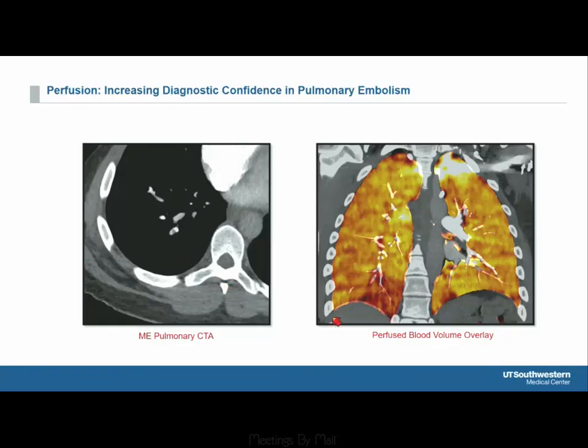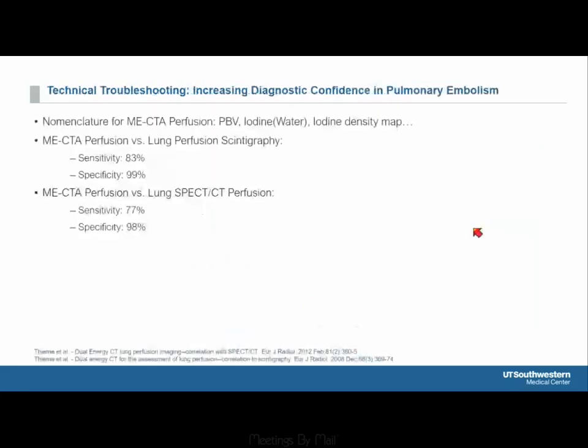And we can also follow this pathway backwards. I mean, if I miss the opportunity to diagnose the PE on these images, by looking at the perfusion, that wedge-shaped perfusion defect would make me go back and review those images more carefully. So it goes both ways. Again, the nomenclature for these perfusion maps depends on vendors and some minimal differences in terms of methodology. You would find them called perfused blood volume, iodine no water maps, or iodine density maps.